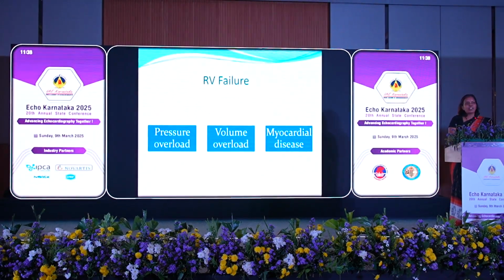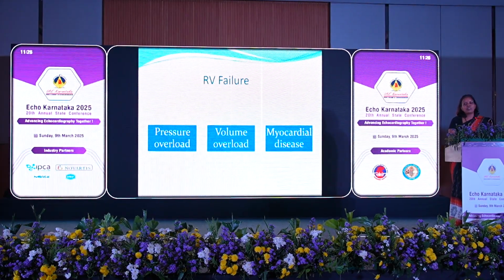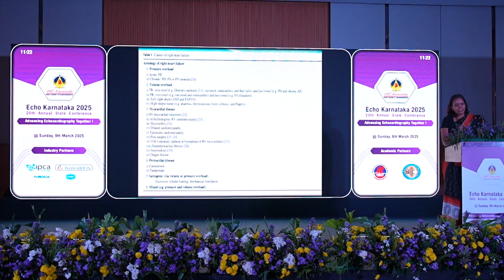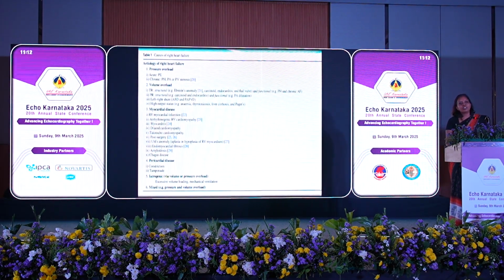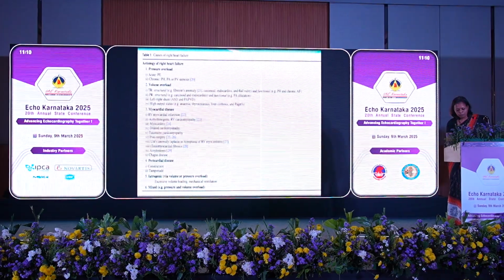Now, if we want to classify in a simple way, RV failure can be due to pressure overload, volume overload, and myocardial disease. Here I'm omitting the pericardial diseases because it's a different pathophysiology altogether. So maybe a busy slide, but to just tell you briefly, pressure overload, if it's acute, is mostly because of pulmonary embolism, and chronic is because of all the types of pulmonary hypertension that we know.